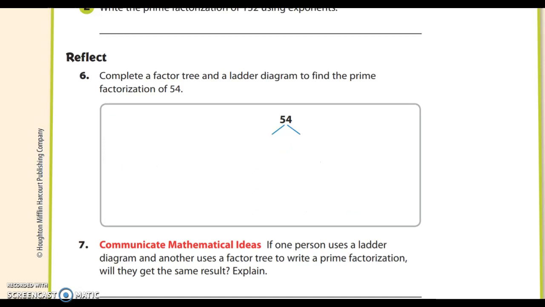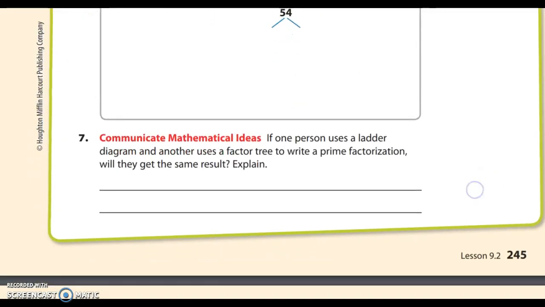All right, let's check out number 7. If one person uses a ladder diagram and another uses a factor tree to write prime factorization, will they get the same result? Explain. Yes, as long as they don't make any errors. It is worth pointing out that if you and your friend work on the same problem and you get different answers, it's probably because there's a mistake. Yes, as long as they don't have any errors.